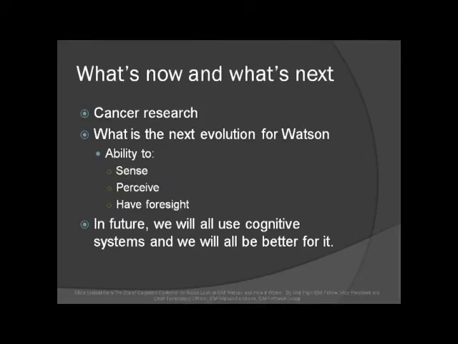So what's Watson working on now? Watson's working in the medical research field to help with cancer research. It's ingesting millions of documents into its system and answering questions that researchers might have that they may not know the answers to, and Watson's able to parse through that information and provide valuable information. And what's coming up next? Well, the next evolution of cognitive systems really is all about predicting the future. It will learn to sense, learn to perceive, and have foresight.